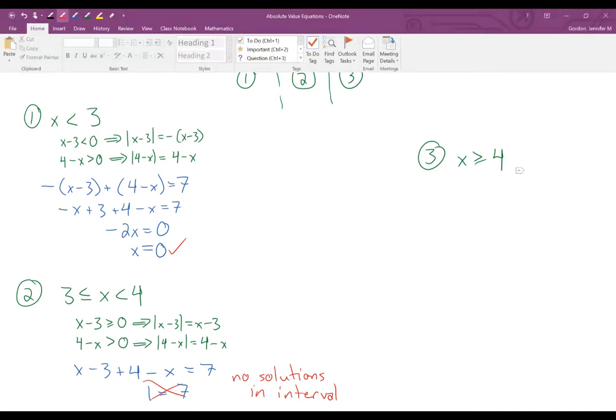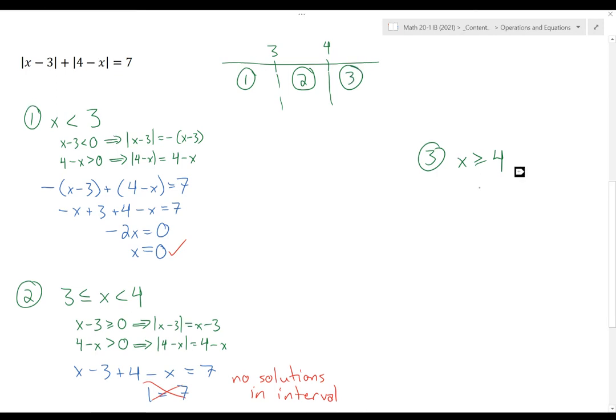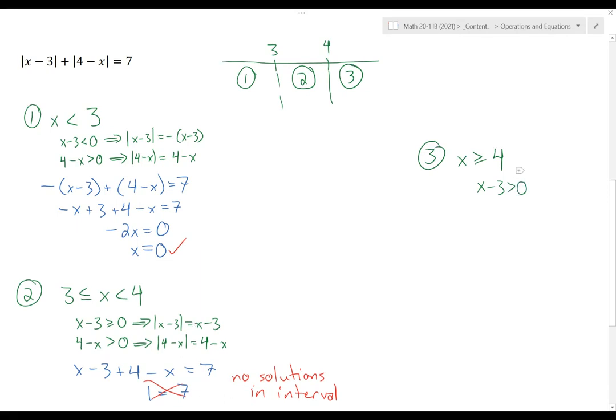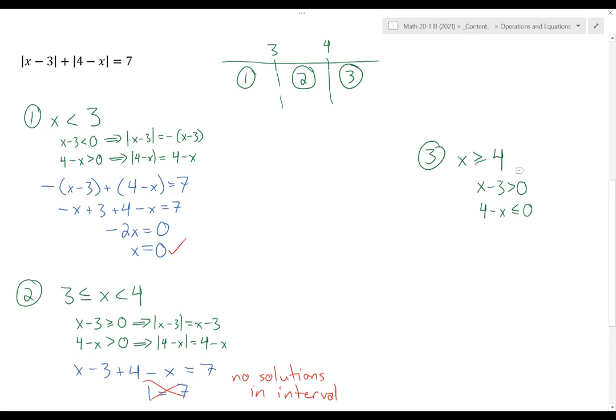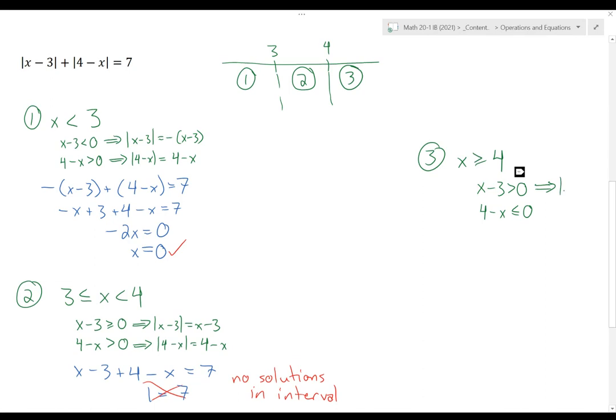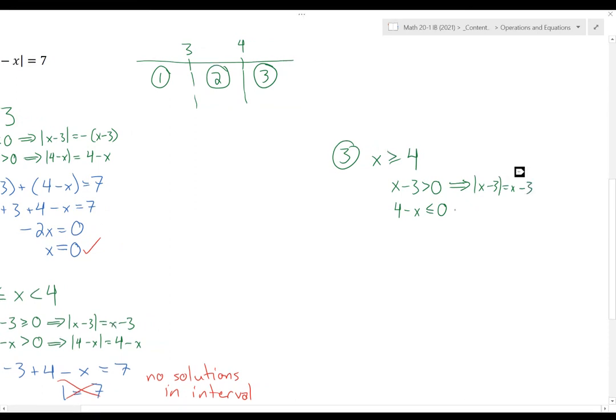And then the final interval, when x is greater than or equal to 4, if I pick a number bigger than 4, say 5, then x minus 3 is going to be greater than 0. 5 minus 3 is a positive number. But 4 minus x is going to be less than or equal to 0. 4 minus 5 is a negative number. So the absolute value of x minus 3 just is x minus 3. But the absolute value of 4 minus x is going to be the opposite of 4 minus x.